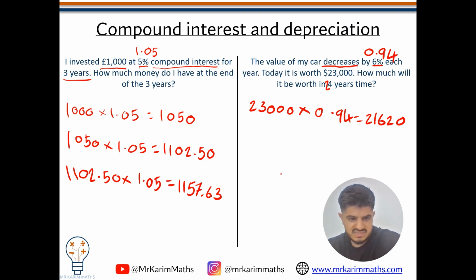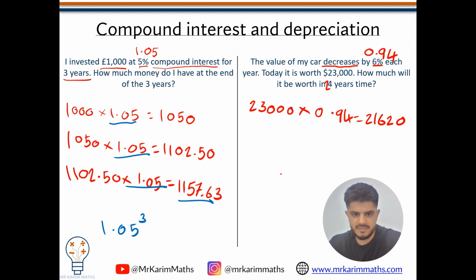And what seems to be the same thing happening in each line of working out? Well, as you can see, it's 1.05 times 1.05 times 1.05. So if we were to write this out in one calculation, it would be the 1,000 times 1.05 times 1.05 times 1.05. That should give us this. Now, what is 1.05 times 1.05 times 1.05? Well, it's 1.05 cubed, because it's times by itself again.